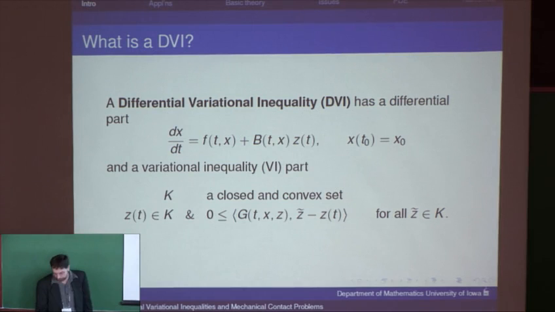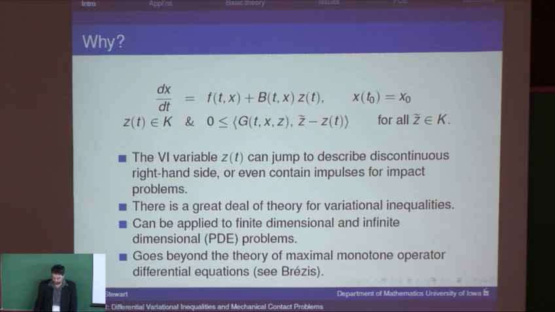Okay, why do I want to work with these things? The variational inequality variable can jump, and this is important for discontinuous right-hand sides for differential equations, and can even contain impulses for impact problems. In that case, we have an unbounded z(t), where we have an impact or an impulse. We represent that using an unbounded set K, and you have impulses going out in the direction in which you can go to infinity in K.